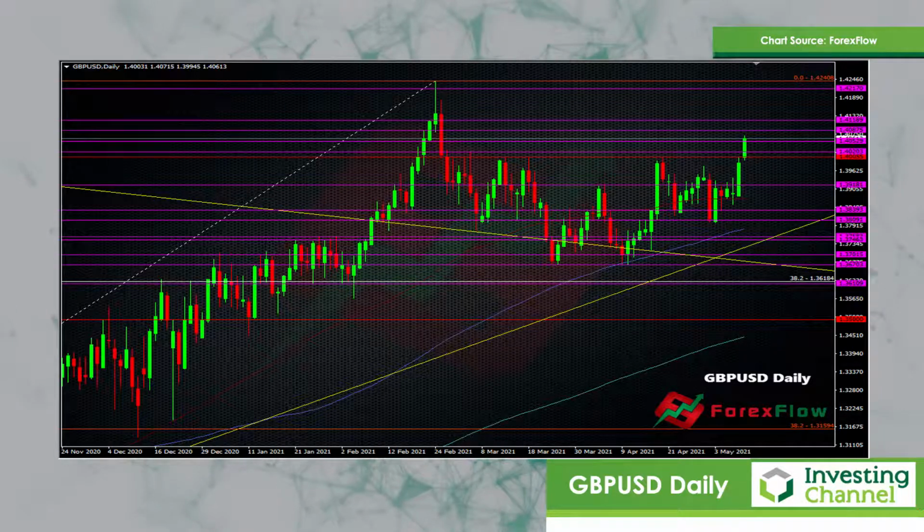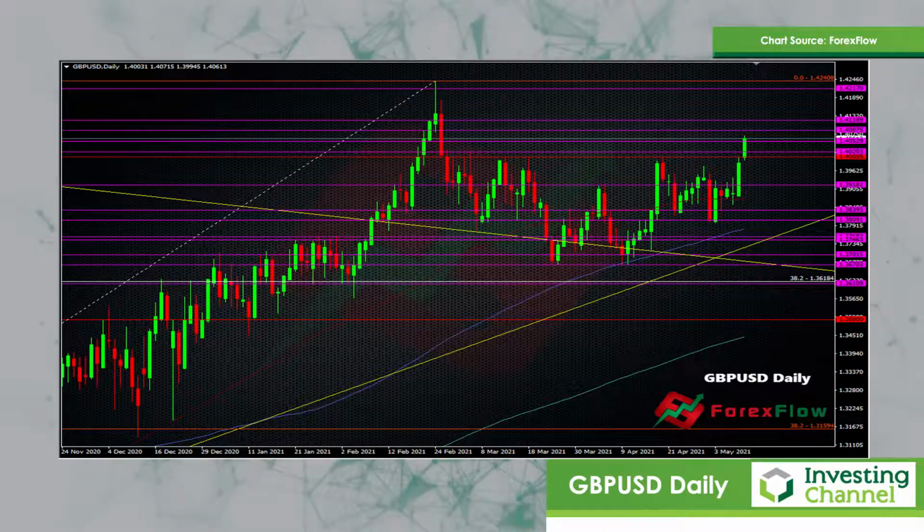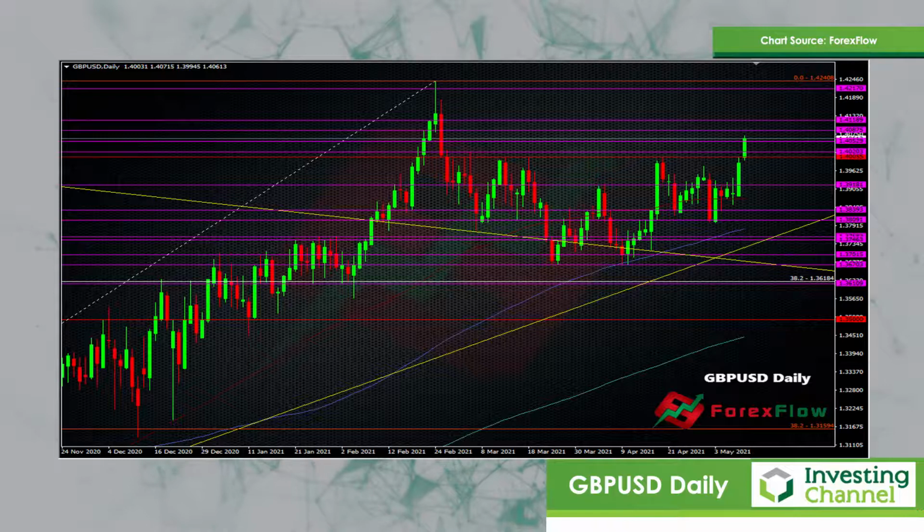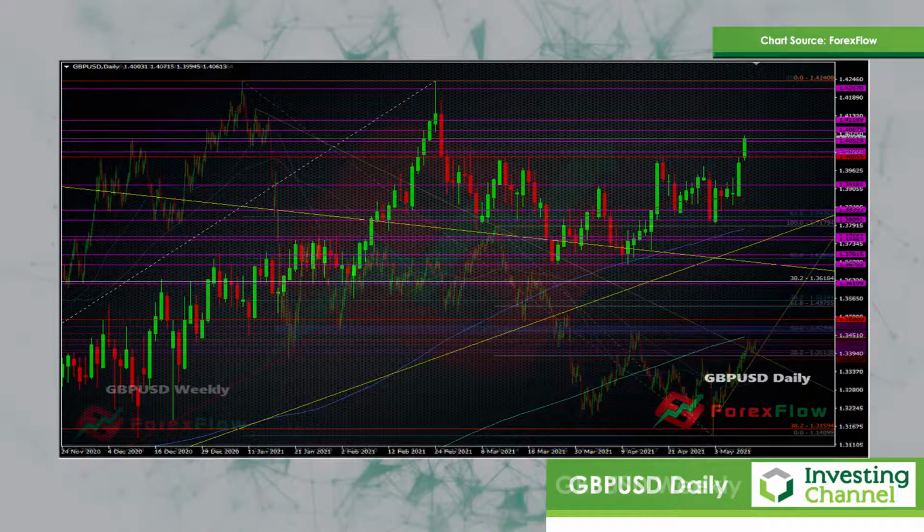We have got some minor levels here above here into the 141 area, as you can see on the chart there, but we really don't start to hit anything big until we get towards 142. And we can see that better on the weekly chart.